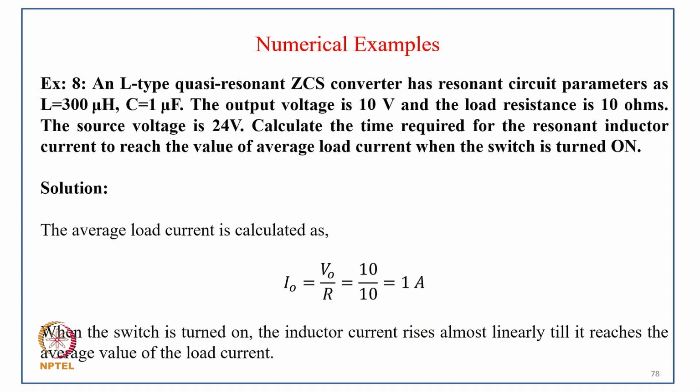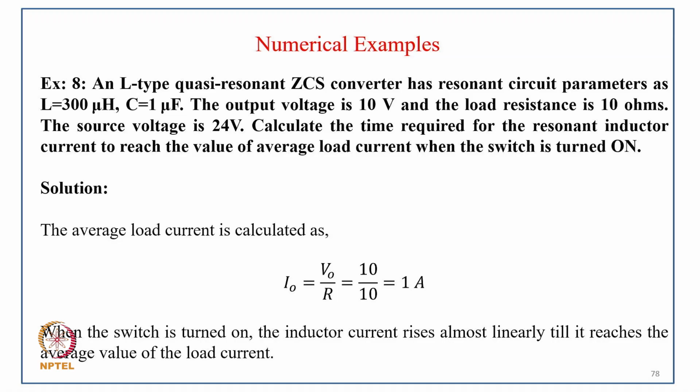Coming to example 8, an L-type Cauchy resonant zero current switching converter has resonant circuit parameters L equal to 300 microhenry, C equal to 1 microfarad. The output voltage is 10 volt, and the load resistance is 10 ohm. The source voltage is 24 volt. Calculate the time required for resonant inductor current to reach the value of average load current when the switch is turned on.